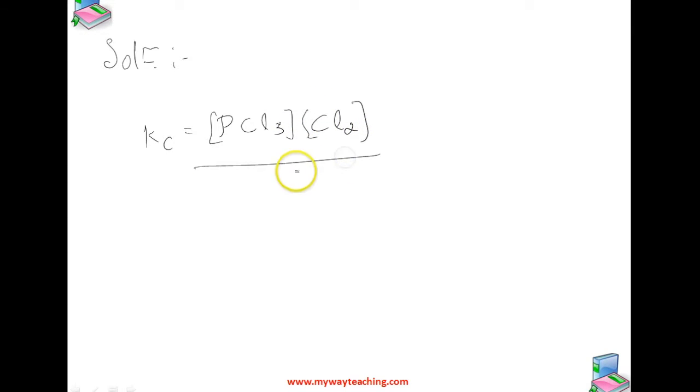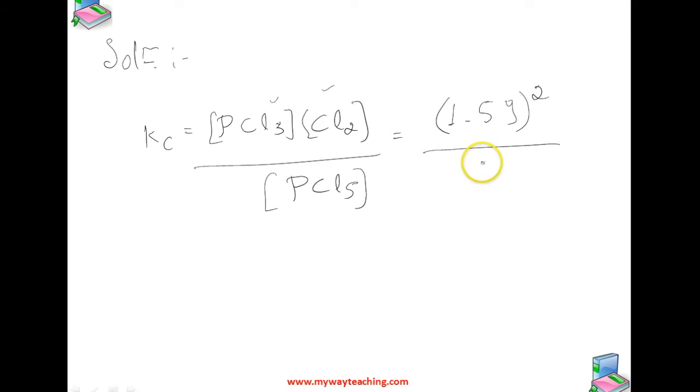Here the solution is, you know that for the equilibrium constant you have to write the product: PCl3 and Cl2 divided by PCl5 is equal to, the values they have given, 1.59 for both, the same value, so that's squared. And what is the PCl5? 1.41. What you are getting? 1.79 is the Kc value.